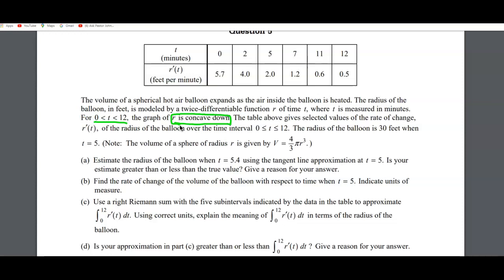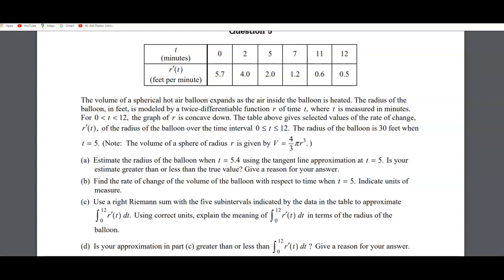So our table up here tells us two things. It tells us at what time the rate of change is going, and what the value of the rate of change is. So what's important to understand is that this is the rate of change, in feet per minute. That means at 0 minutes, the balloon is expanding at a rate of 5.7 feet per minute. At 2 minutes, the balloon's radius is expanding at a rate of 4 feet per minute. So it's important to understand what that represents.